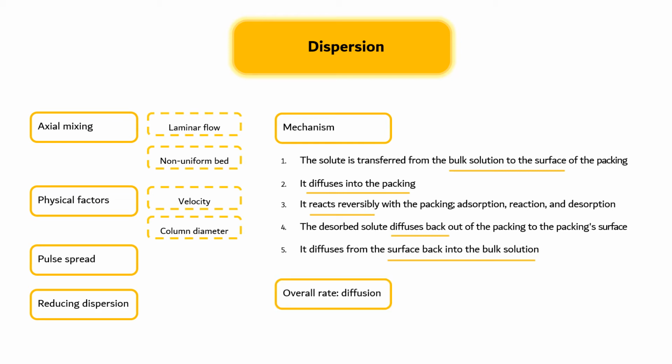In a bioseparation, the overall rate is typically controlled by diffusion into and out of the packing. This is because the diffusion coefficients of biological macromolecules, which are slow in any case, will be further hindered within the packing.